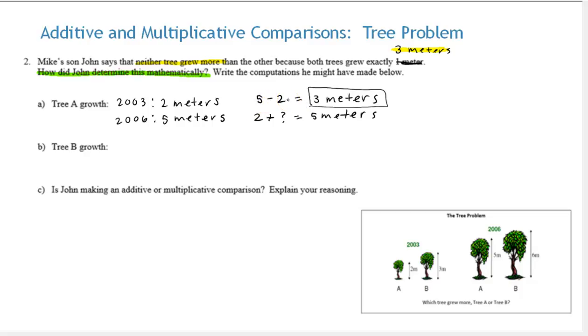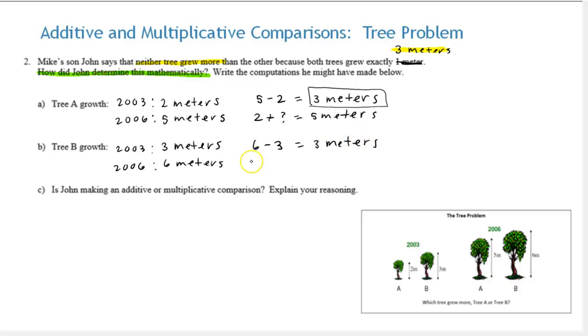Now for tree B, in 2003, it was 3 meters. And in 2006, tree B was 6 meters. Now, if it grew exactly 3 meters, we could find that by subtracting the 2006 value minus the 2003 value, which gives us 3 meters.